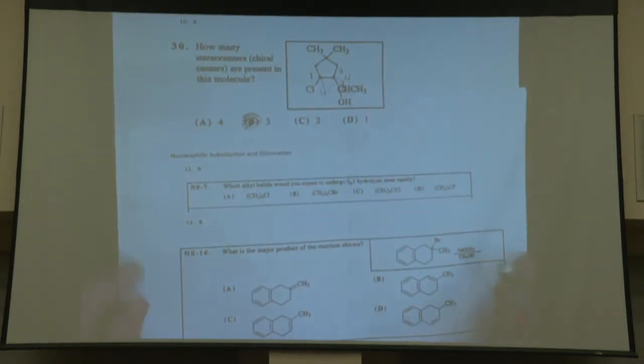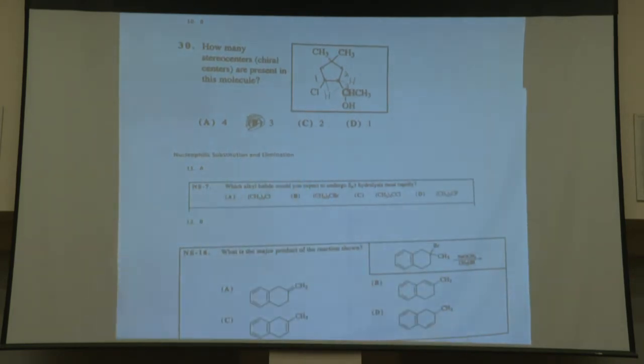All right, so we're going to do nucleophilic substitution and elimination now. Which alkyl halide would you expect to undergo an SN1 hydrolysis most rapidly? So SN1, what is that? Is that 1 or 2 steps? 2 steps. It's the opposite of what you would think. SN1 has 2 steps. So it's not based on steric hindrance. It's based on the stability of your carbocation because it's alone for 1 whole step. So you want a stable carbocation, the one that's going to give you the tertiary carbocation. You also want a good leaving group.